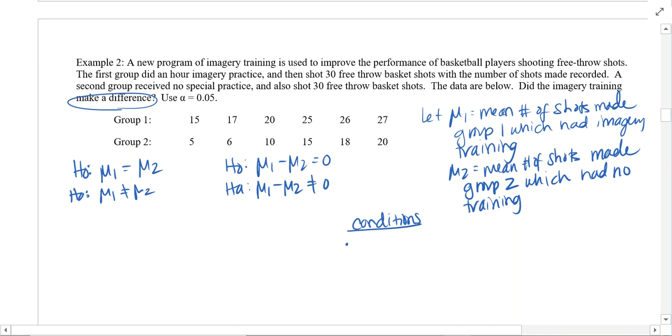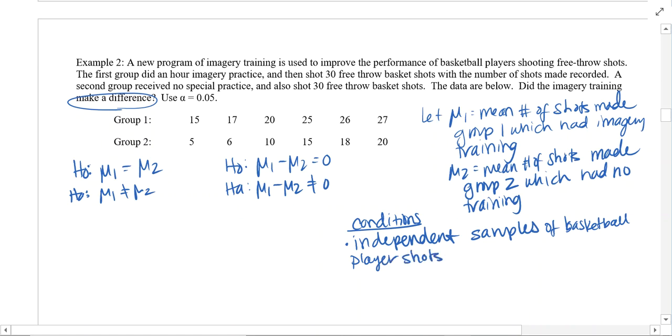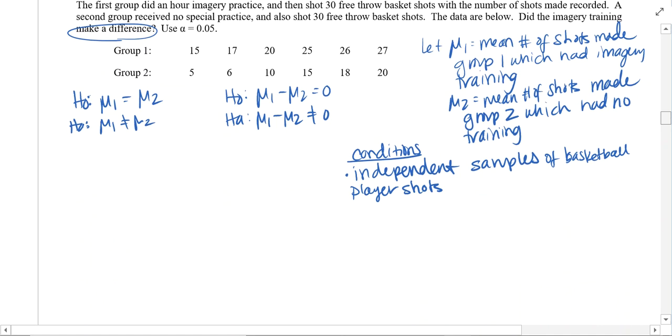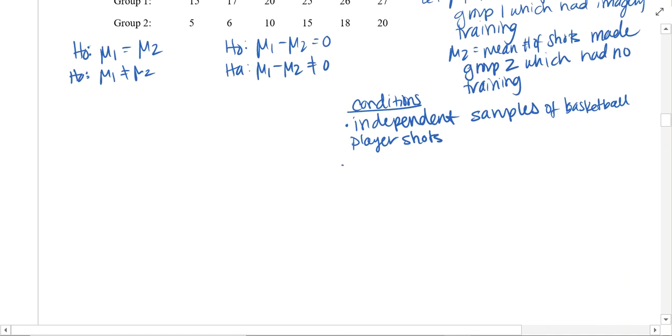Well, first we can say that these are going to be two independent samples of basketball player shots. Okay, so they shouldn't influence each other in any way. And then we are also going to say simple random sample.